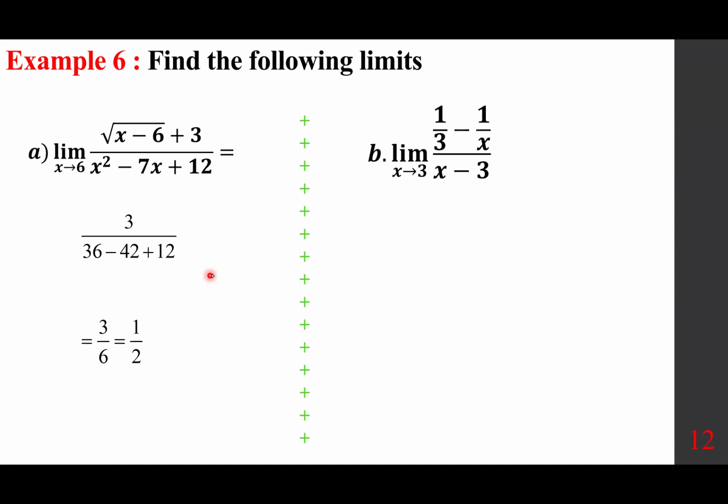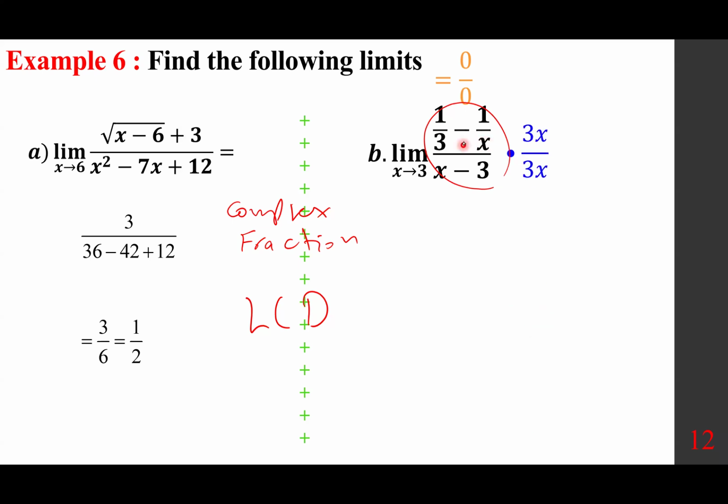This is a complex fraction. If you plug in 3, 1/3 minus 1/3 is 0, x minus 3 is 3 minus 3 is 0, you get 0 over 0. So what is the technique? You are dealing with a complex fraction, everybody. To fix that, you use LCD to go from a complex fraction to a simple fraction. And you notice that there are two fractions here, 1/3 and 1 over x. The LCD is 3x. You're going to multiply and divide by 3x.